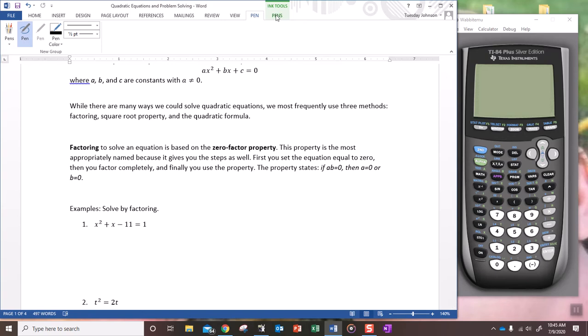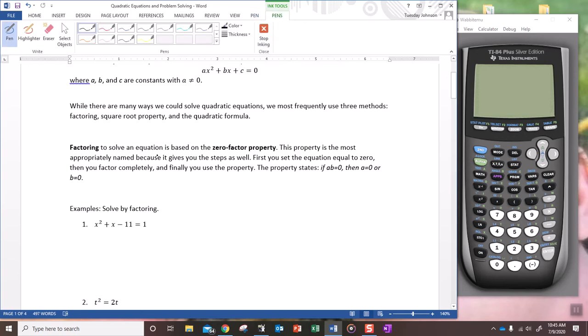Factoring to solve an equation is based on the zero factor property. This property is the most appropriately named of all of our properties because it tells you exactly what to do. First, you set the equation equal to 0. Then you factor completely. And then you use the property. What does the property say?